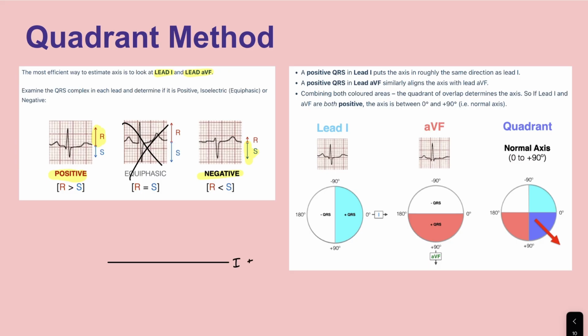So pulling the principle of what we saw from the clock face earlier, we know that lead 1 is that horizontal line, and AVF is like our y-axis. So x and y-axis, this is all it is. AVF, positive is down here.